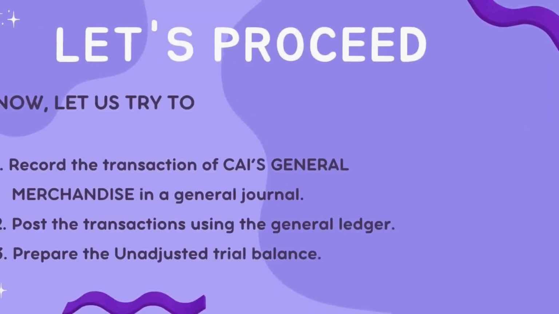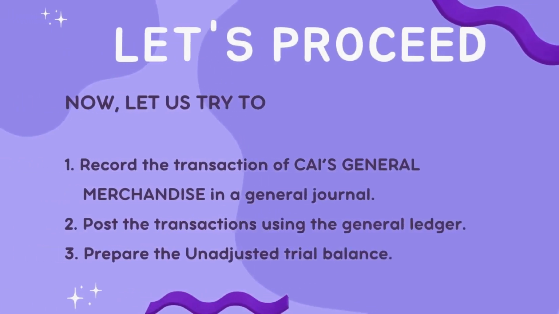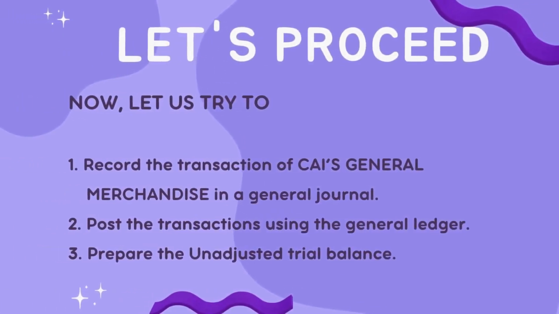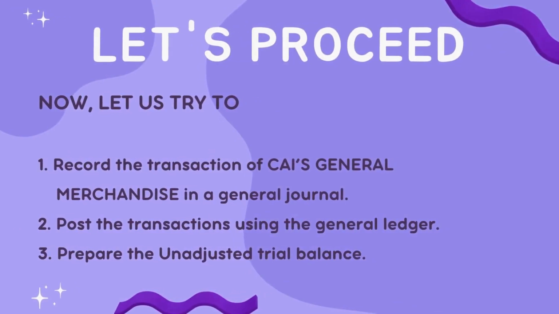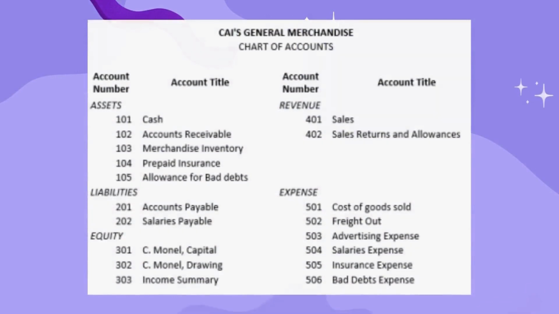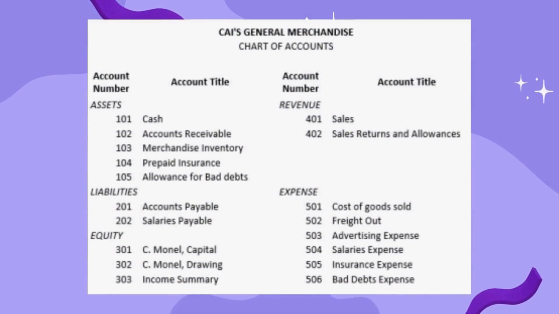Let's proceed. Now, let us try to: 1. Record the transactions of Kai's General Merchandise in a general journal. 2. Post the transactions using the general ledger. And 3. Prepare the unadjusted trial balance. This is the chart of accounts in Kai's General Merchandise.